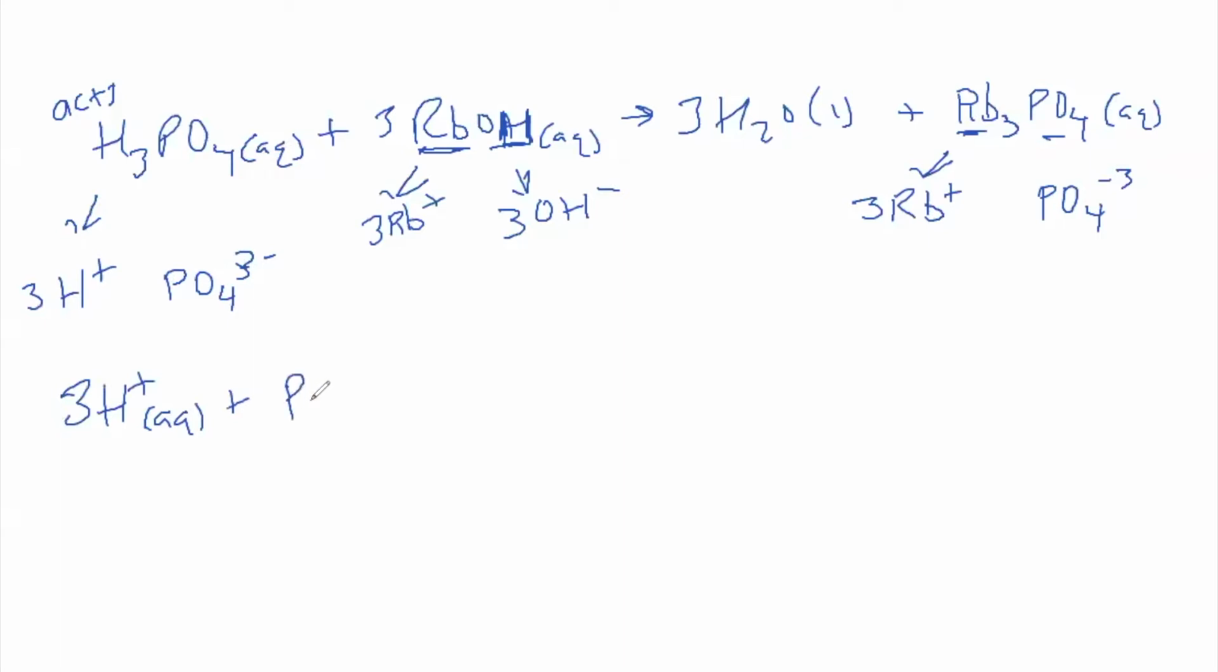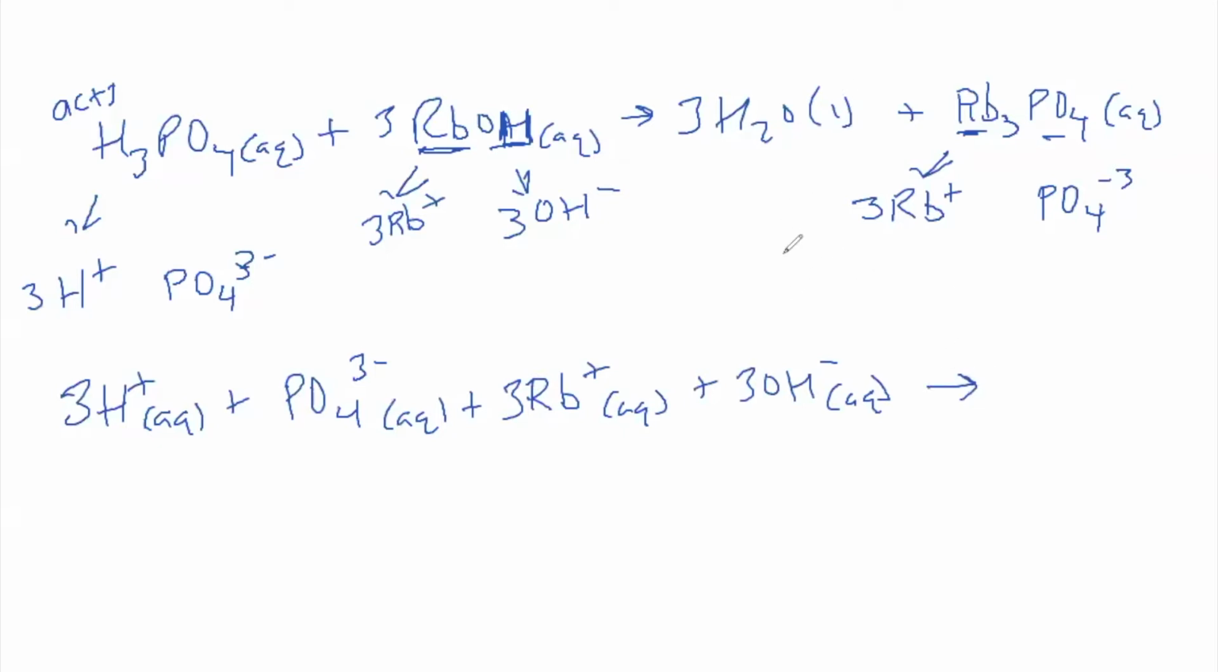Then we have PO4 -3 aqueous, along with 3 Rb plus and 3 OH minus. And that goes to form water. I'll write it down here. Again, it's liquid, so we don't separate it, we just keep it as H2O. And then we have 3 Rb pluses, aqueous, and PO4 -3, also aqueous.